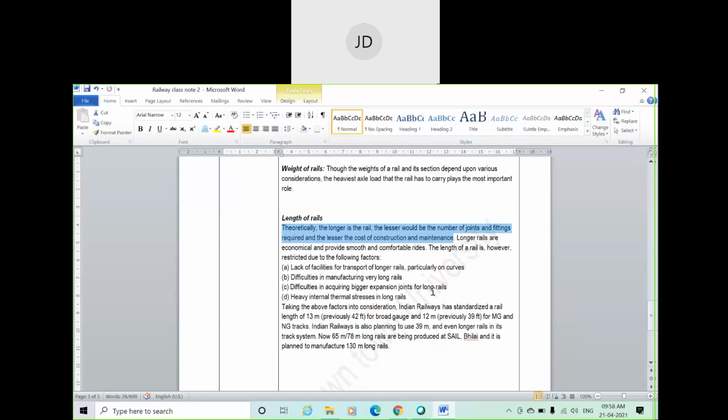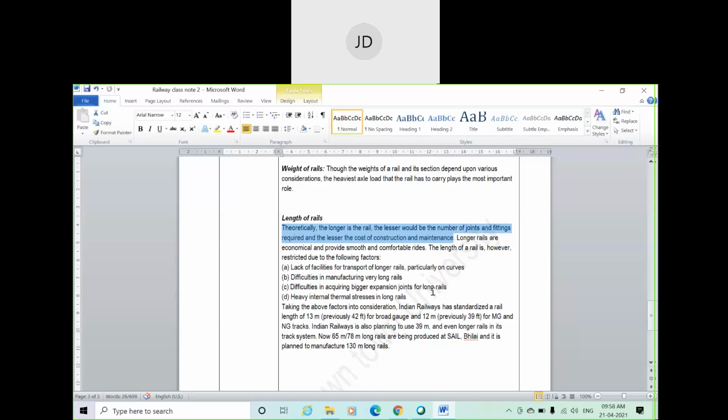So longer rails are economical and provide smooth and comfortable rides. The length of the rail is, however, restricted due to the following factors. Although longer rails are good theoretically, it is not possible to manufacture or place and use longer rails in practice. Why? There are some drawbacks, or you can say restrictions.